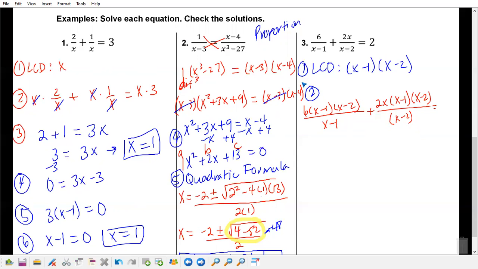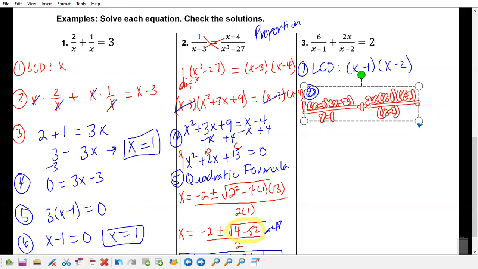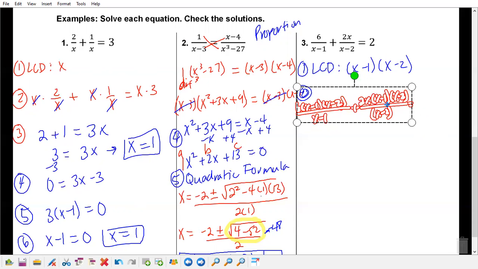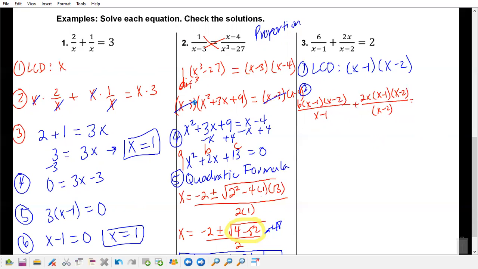I can maybe get her in there. So I can get 2 times x minus 1 times x minus 2. Boom. Squeeze her in there. All right, so here we go.